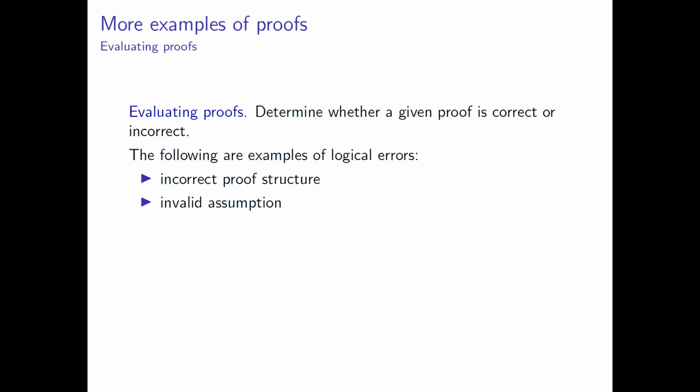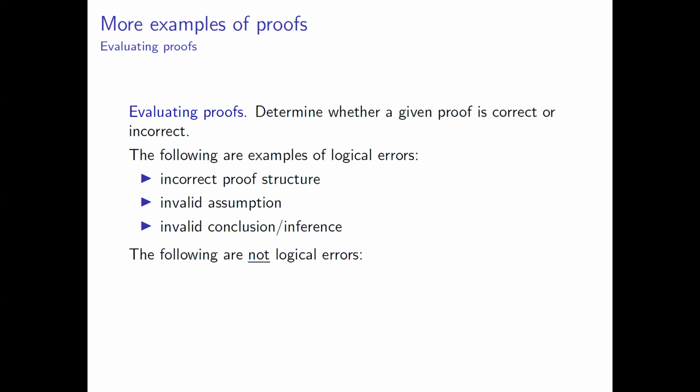Stating an invalid assumption. The assumption is the starting point of the argument. So if this is incorrect, the entire proof structure is incorrect. Making an invalid conclusion or inference. This means stating a conclusion that does not follow logically from earlier statements in the argument. This would make the entire argument invalid.